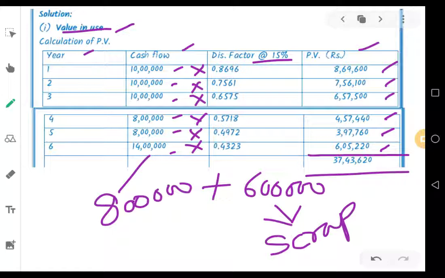Now when you have the cash flows and the discounting factors at 15%, the discounting factors should also be given in the question. You need not worry about that. Then multiply the cash flows with the discounting factors and add all of them. That will be your value in use. So we have answered the first question. Value in use came to 37,43,620. Let us proceed to the next one.